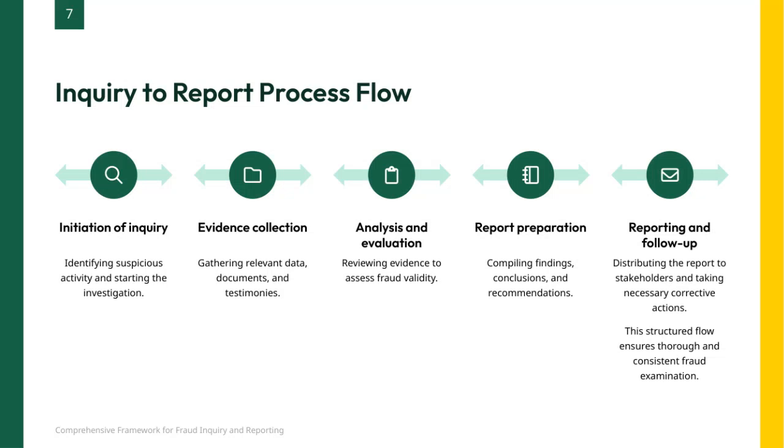When we talk about the inquiry to report process flow, it all begins with the initiation of the inquiry. This is where we identify any suspicious activity and decide to start an investigation. Once that's underway, the next step is evidence collection, gathering all relevant data, documents, and testimonies that will help us understand the situation better. After collecting the evidence, we move on to analysis and evaluation. Here, we carefully review everything to determine the validity of the suspected fraud. With a clear understanding, we then prepare the report, compiling our findings, conclusions, and any recommendations.